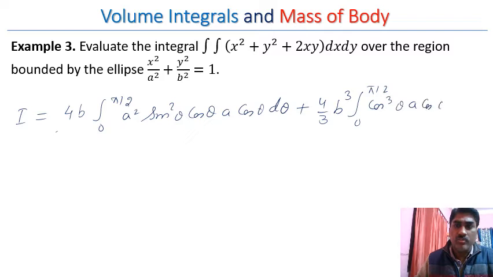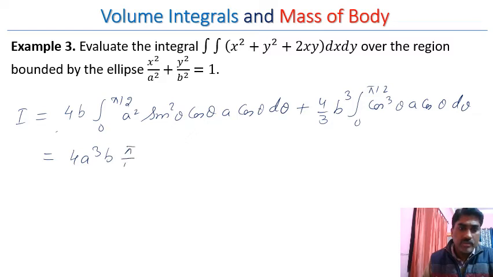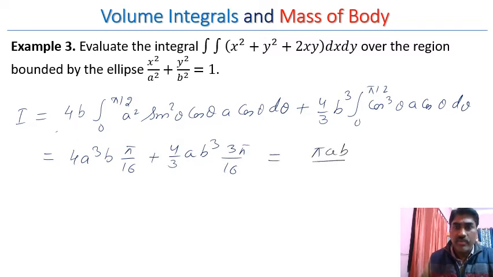And finally we have 4 a cube b times pi by 16 plus 4 by 3 a b cube times 3 pi by 16, which we can write as pi ab by 4 times a square plus b square.